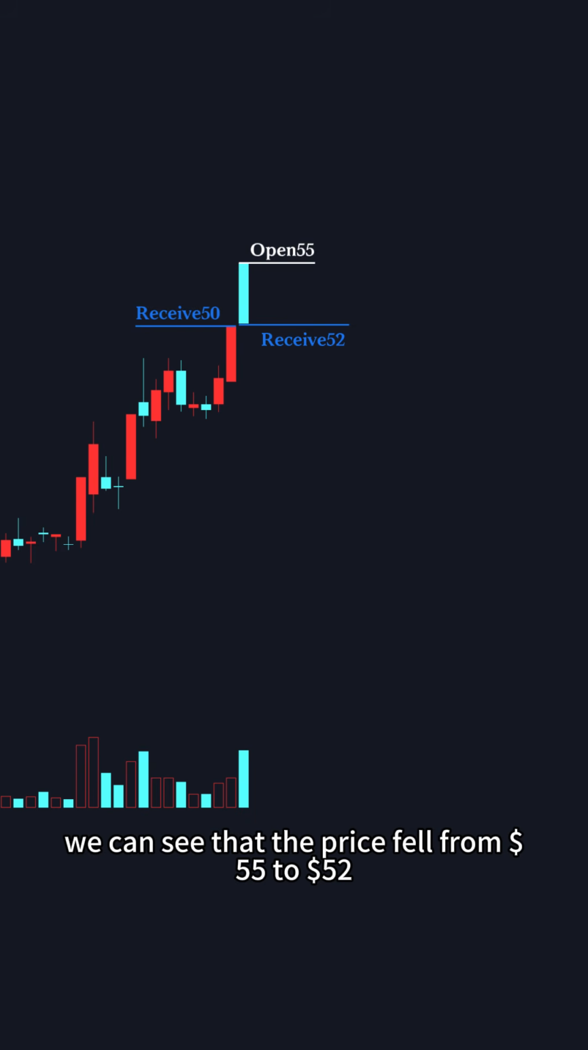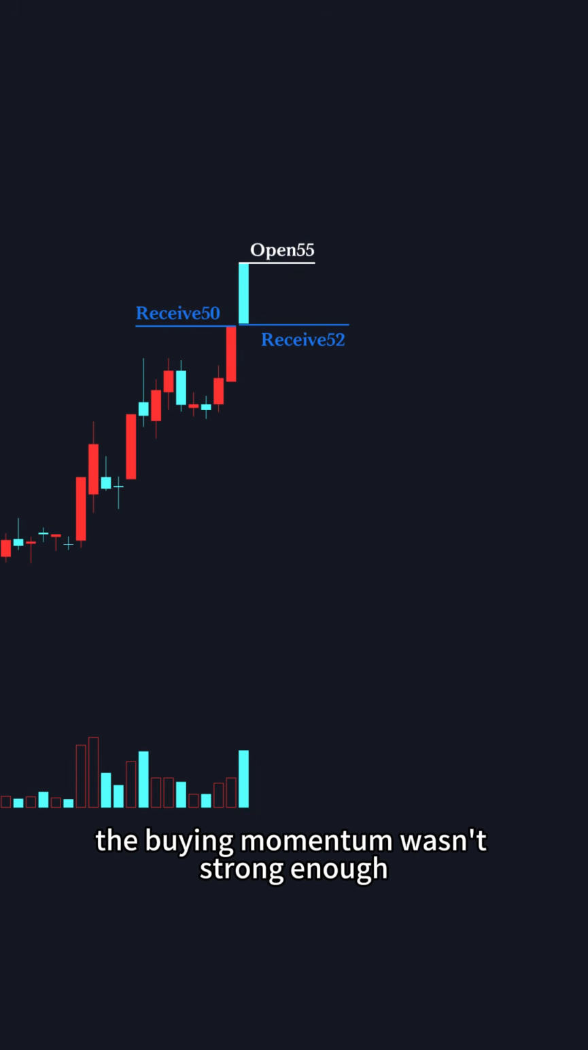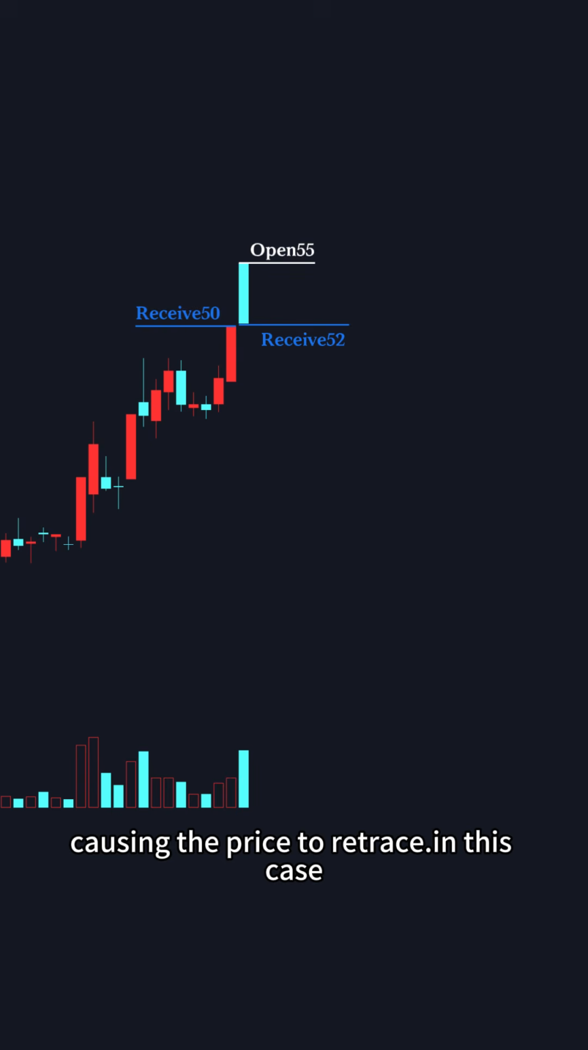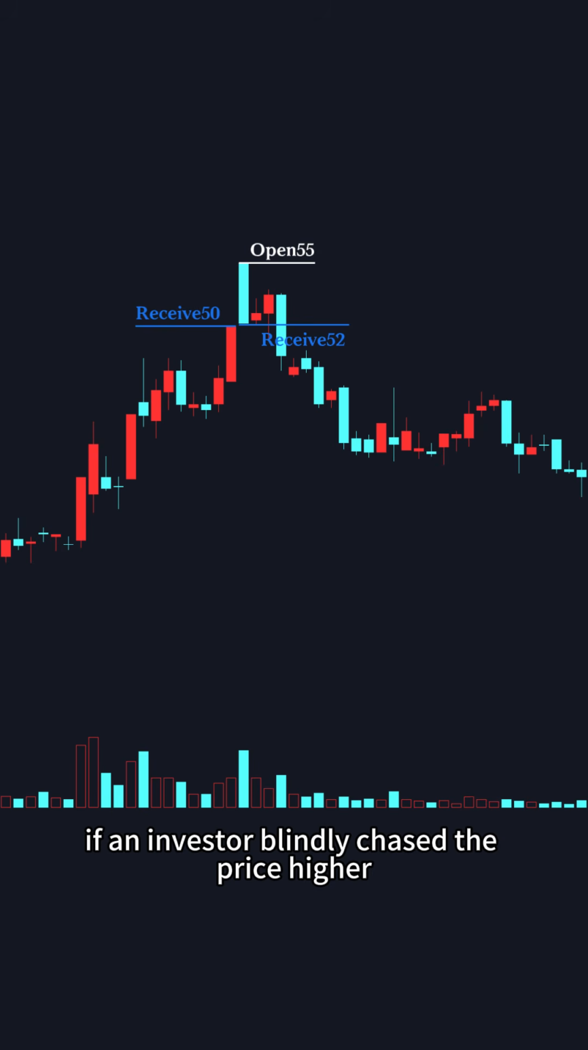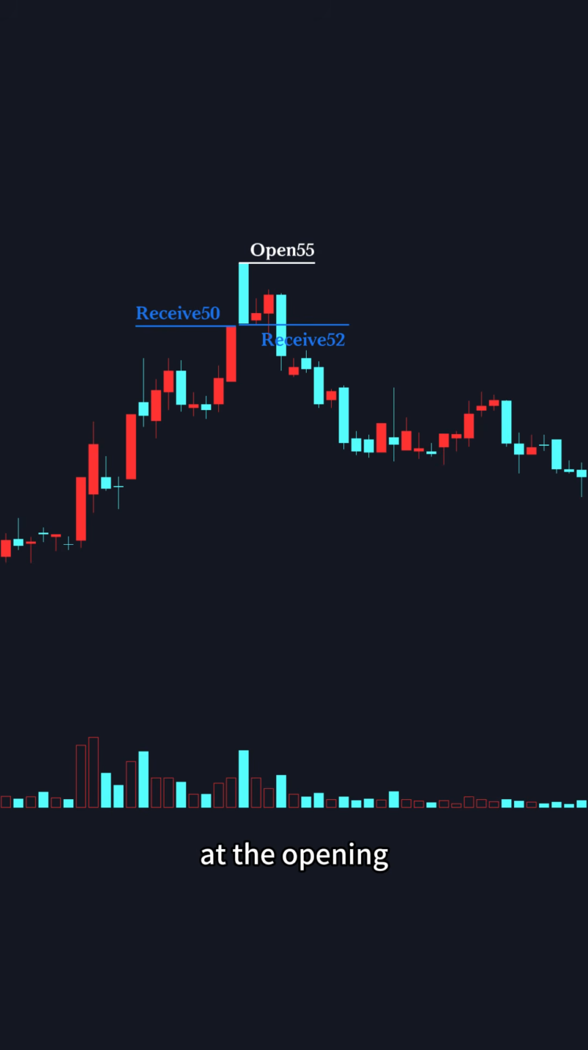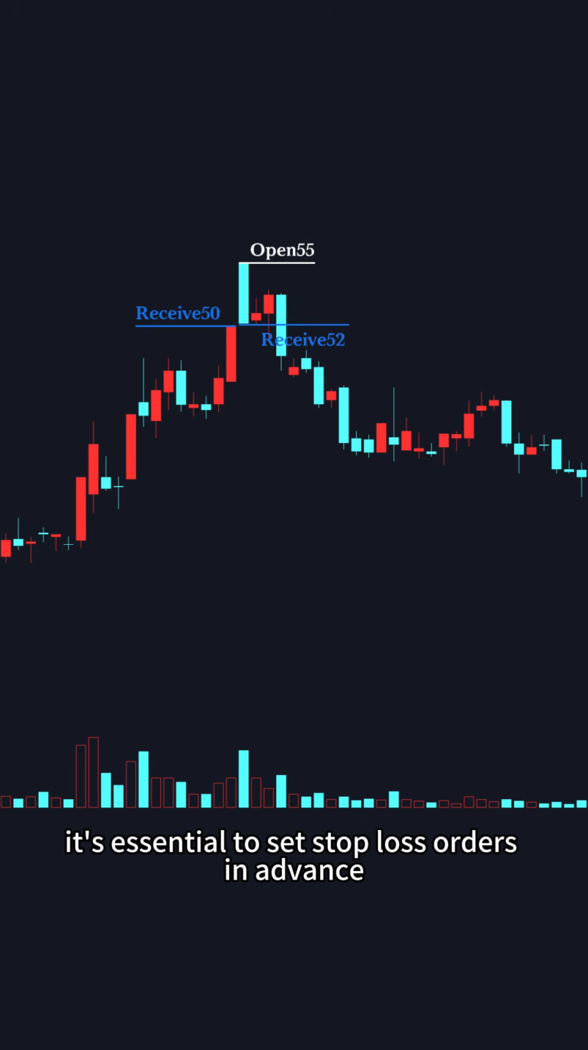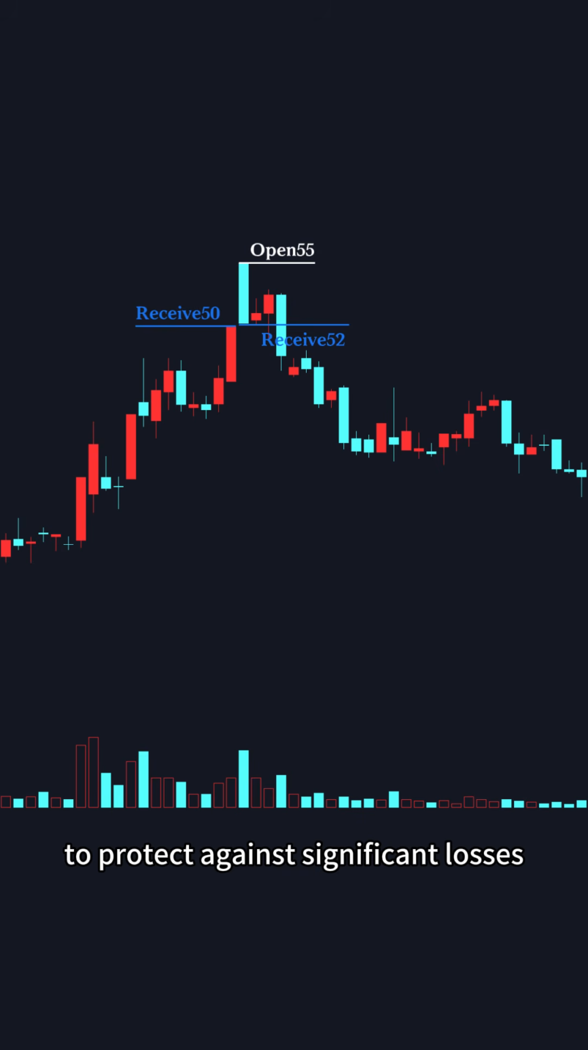Looking at the chart, we can see that the price fell from $55 to $52, indicating that the initial optimism didn't hold. Even though the stock opened higher, the buying momentum wasn't strong enough, and selling pressure took control, causing the price to retrace. In this case, if an investor blindly chased the price higher at the opening, they might have faced losses due to the retracement. Therefore, it's essential to set stop-loss orders in advance to protect against significant losses.